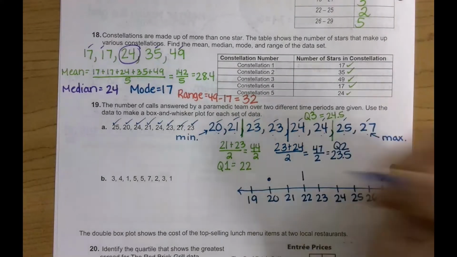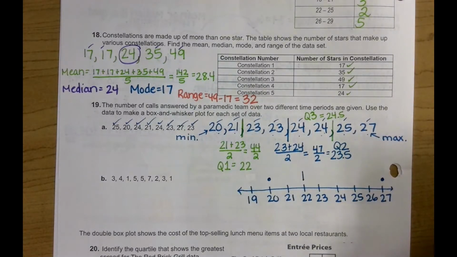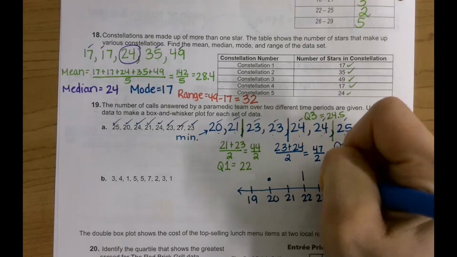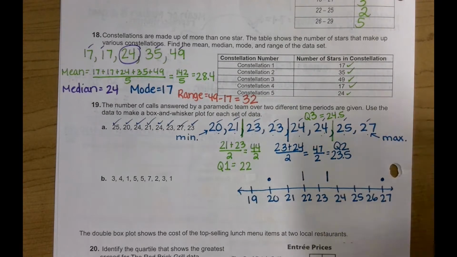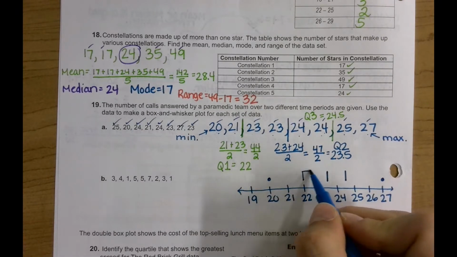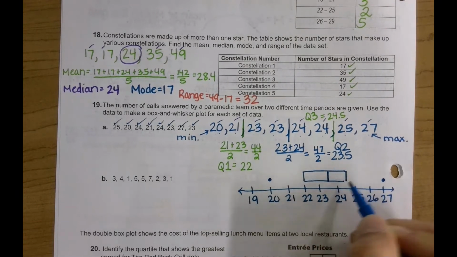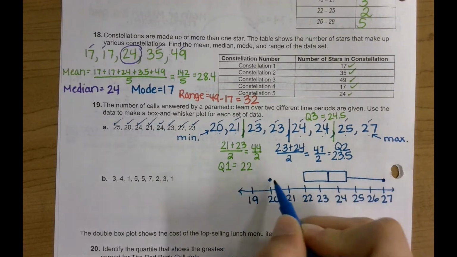So I'm going to put a line there. Quartile 2 is at 23.5, so I'm going to put it in the middle of 23 and 24. And quartile 3 is 24.5. Draw my box and then connect my whiskers.